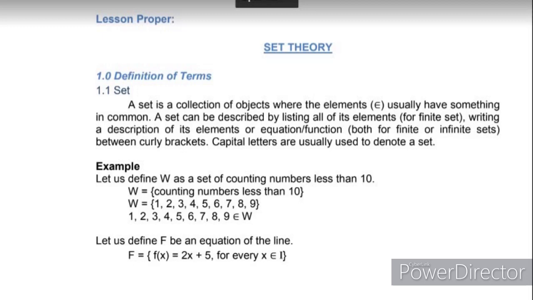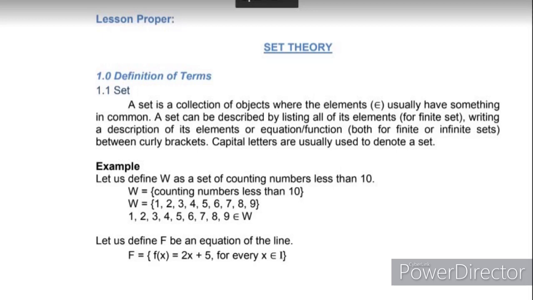A set is a collection of objects where the elements, symbolized by the Greek letter epsilon, usually have something in common. A set can be described by listing all of its elements for a finite set, or writing a description of its elements or equation or function, for both finite or infinite sets, between curly brackets. Capital letters are usually used to denote a set. For example, let us define W as a set of counting numbers less than 10.